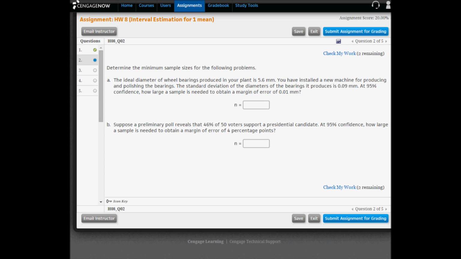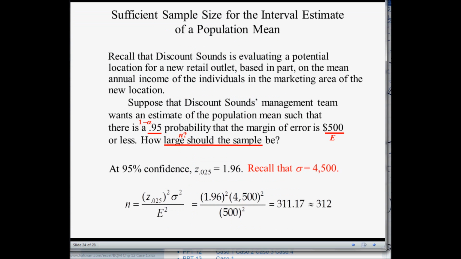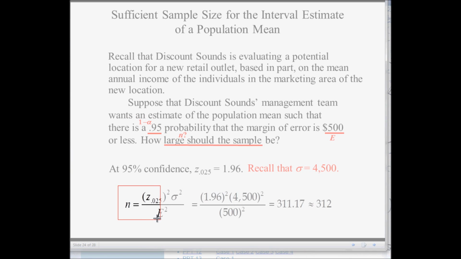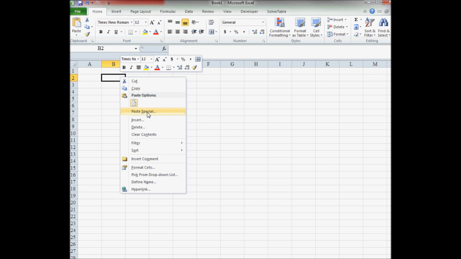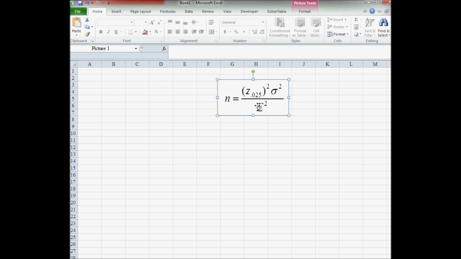To get the equation for the minimum sample size, you go to my teaching website and click on PowerPoint 8, which I already have open. And this is the equation for the minimum sample size for the mean problem. I can go ahead and copy the equation into Excel and paste it right there.